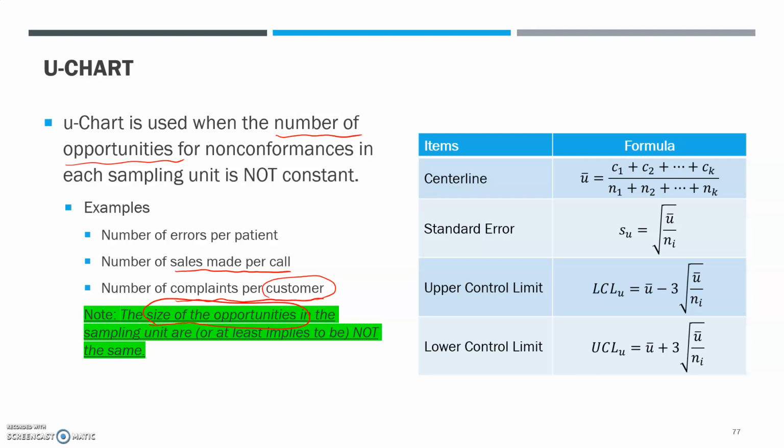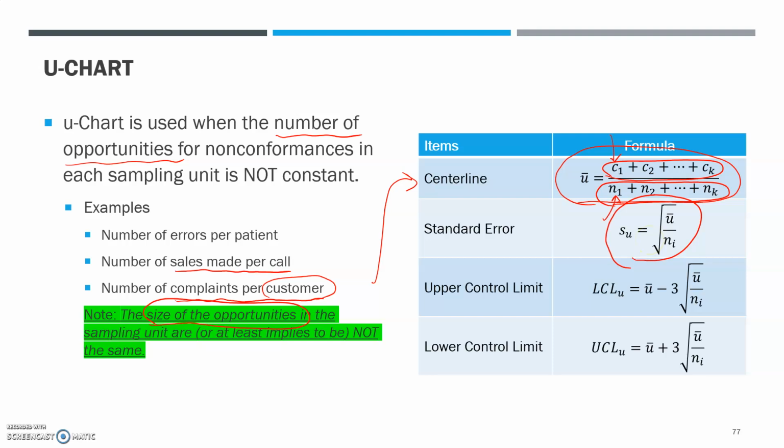So in that case, you'll be using this approach, right? For the center line, you'll be using this formula. Number of errors for the first sample, and so on. If you look at the numerator, it's adding all the defects or nonconformances together. For the denominator, you're adding all the sample sizes together. That gives you the center line. And for the standard error, it follows this. It implies that each sample will have its own standard error.